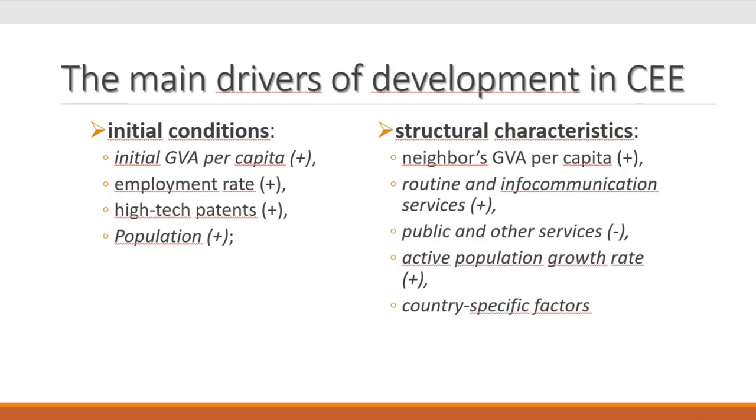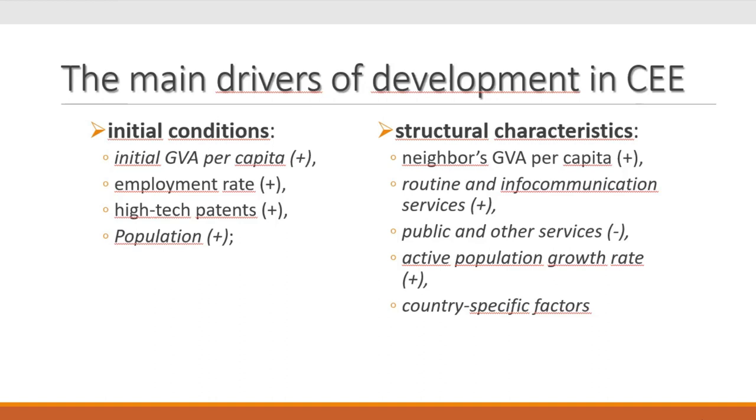In addition, we found that population size is an important predictor that contributes to the cumulative causation in the region. So this is a clear relation to the new economic geography, I think. And an interesting thing is that high-tech patents are not a significant determinant, but it's not a new thing, because in some regions there is economic convergence, but the convergence of the knowledge economy is not typical in the CE region by the international literature.